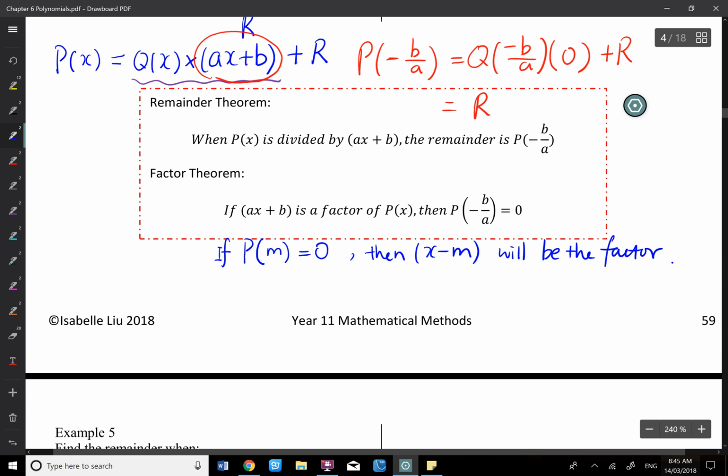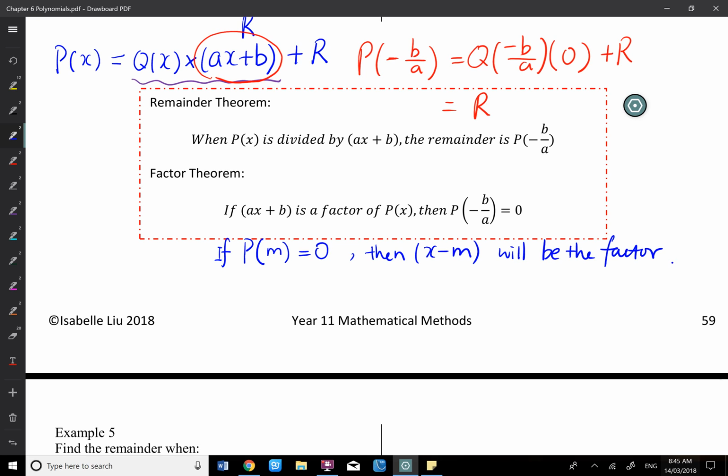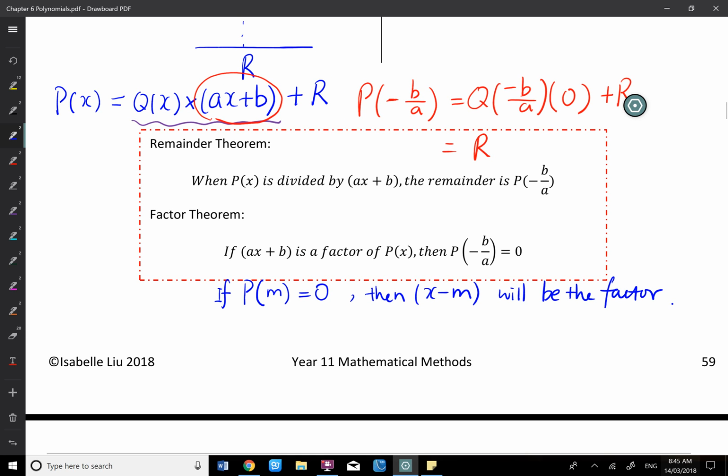When you sub a value in, if this value can give you 0, which means that's the 0 remainder, that value will make what you're trying to divide become 0. So how that works is when you have x minus m, because x minus m equals 0, x equals m, and that should be the value you're trying to substitute into p(x). So x minus m will be the factor. Instead of saying x plus b, that's too complex. I just want to easily find x and then minus b. That's the remainder and factor theorem.